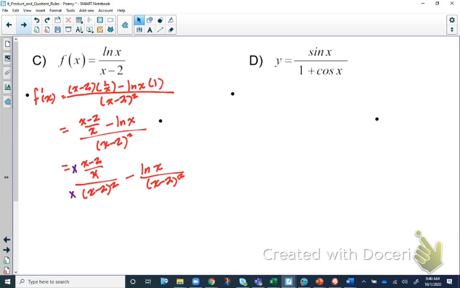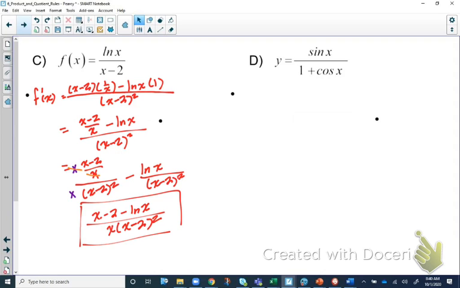And what we're going to see is this x and this x are going to simplify to be 1. I'm going to be left with, overall in the numerator, an x minus 2 minus the natural log of x. And in the denominator, we can put them all back together as a common denominator, which would be x times x minus 2 squared. And that is going to be my derivative for function f in example C.